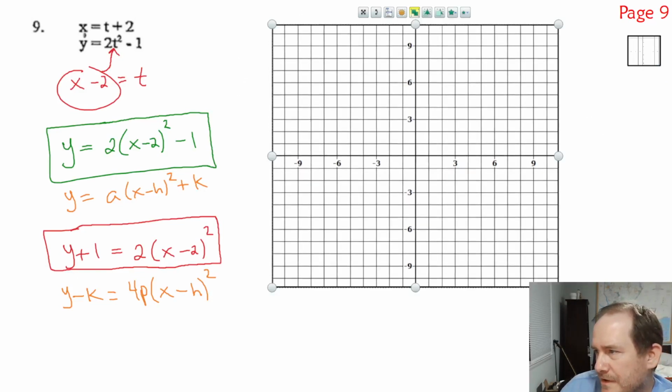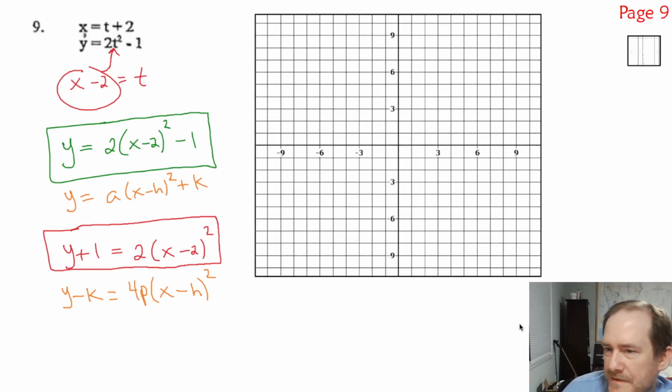But I should certainly know right off the bat that the vertex is going to be at positive 2, negative 1. And because we're y equals x squared, we're going to open up or down. And because my leading coefficient is positive, we're going to open up. A negative 2 would open down, but it isn't. It's positive. So we know we open up.